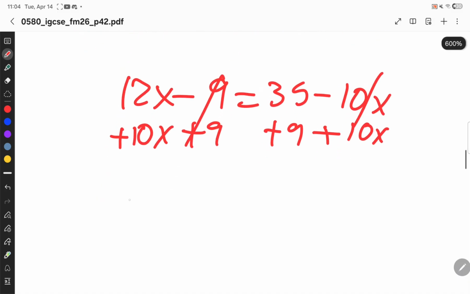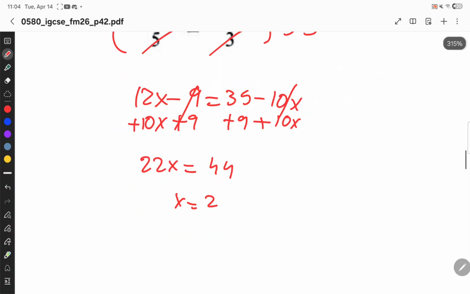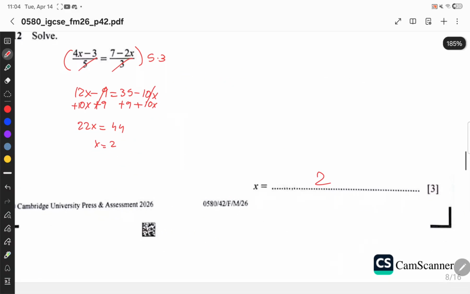Okay, 22x is equal to 35 plus 9, which is 44. x is equal to 2. Nice. Very simple.